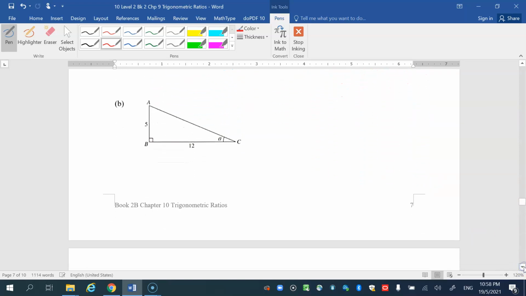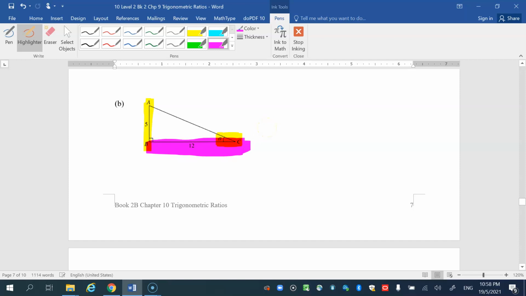Alright, this is another right angle triangle. So let's look at where our sides are. Now the angle that we care about is over here. That is our angle theta. So opposite that angle is this side AB, which is 5. And adjacent to this angle is this side BC, which is 12.